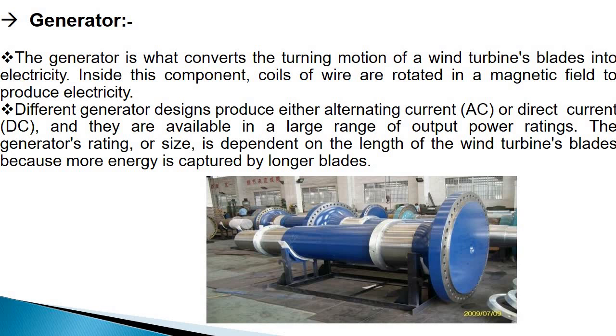Different generator designs produce either alternating current or direct current, as they are available in a large range of output power ratings. The generator's rating or size is dependent on the length of the wind turbine's blades, because more energy is captured by longer blades. So if the blade size is high, it will obviously capture more wind energy.